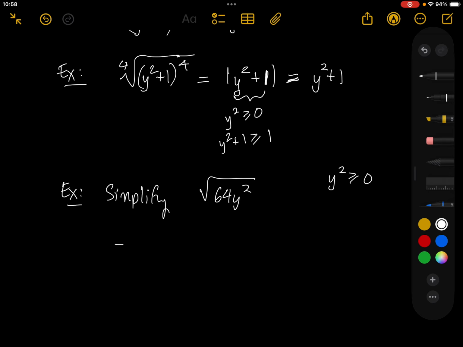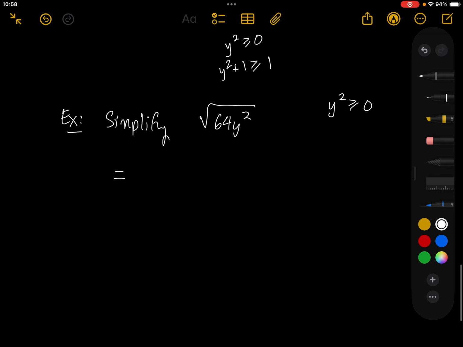And if you have two numbers that are greater than or equal to 0, one of the properties of square roots is that you can split up the square root. So it's the square root of 64 times the square root of y squared. And the square root of 64 is 8. The square root of y squared is the absolute value of y. So that's the simplified form.